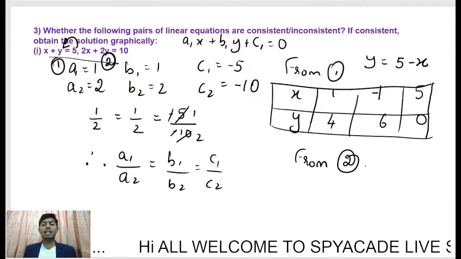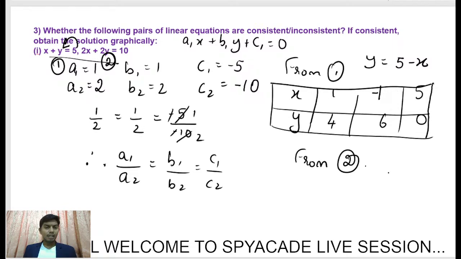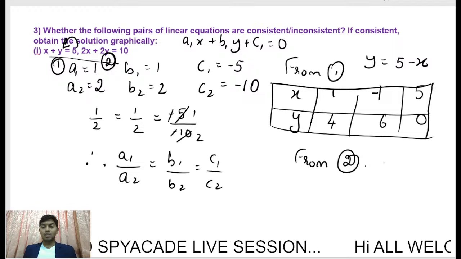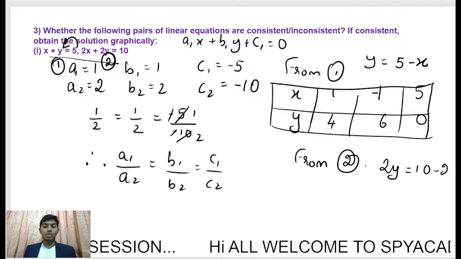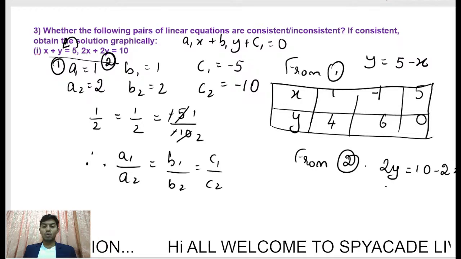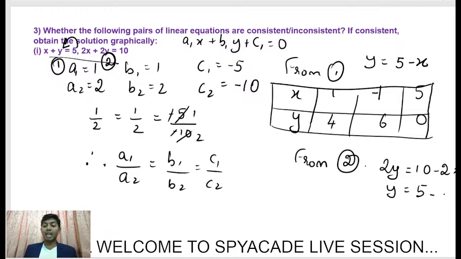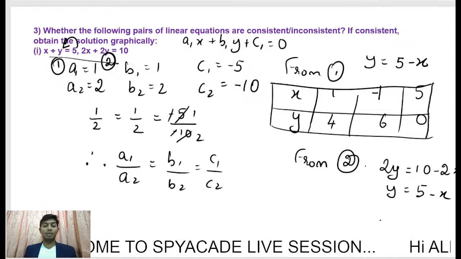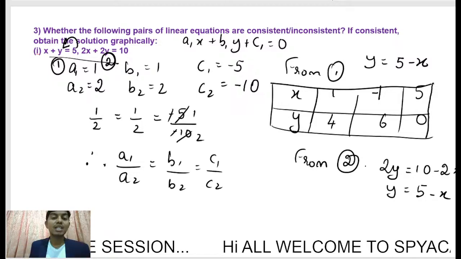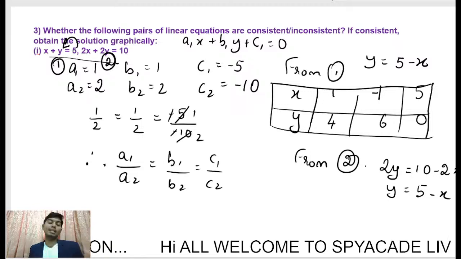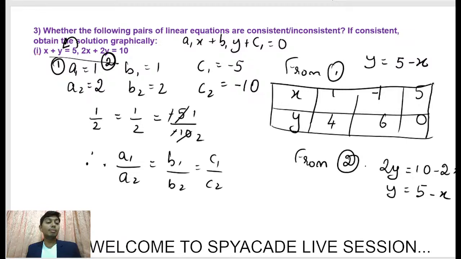Same way, using the second equation, 2x plus 2y is equal to 10. So we can think 2y is equal to 10 minus 2x. So y is equal to, we have to divide by 2, which means we will be getting 5 minus x. So both are the same. Right, y is equal to 5 minus x. So again, if you consider a few points, the same points, 1, minus 1, 5 or any 3 points, you will be getting the same kind of values.